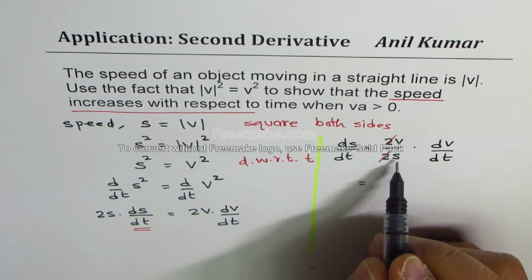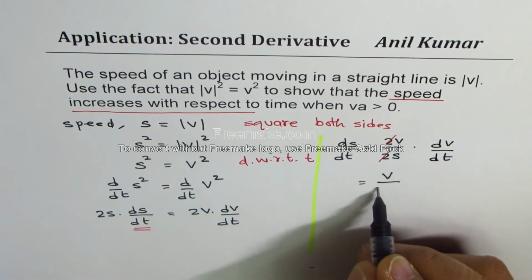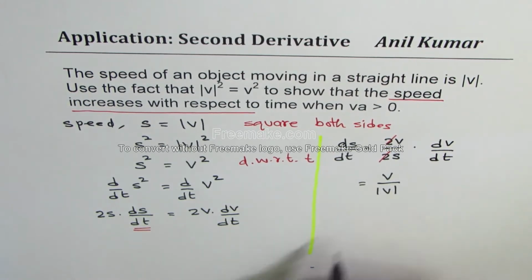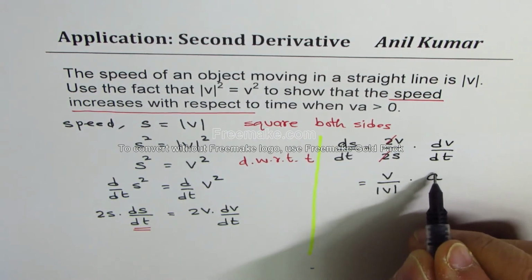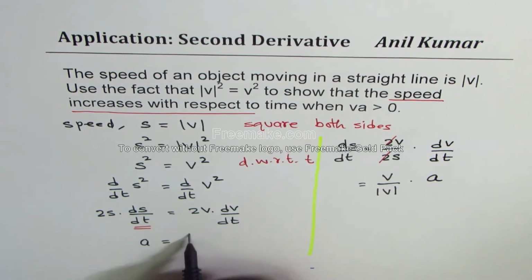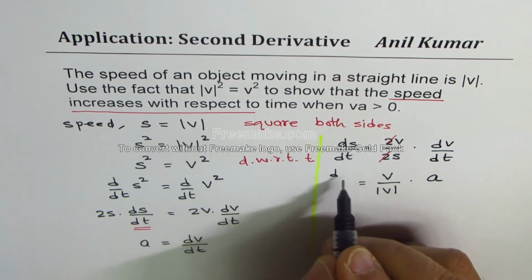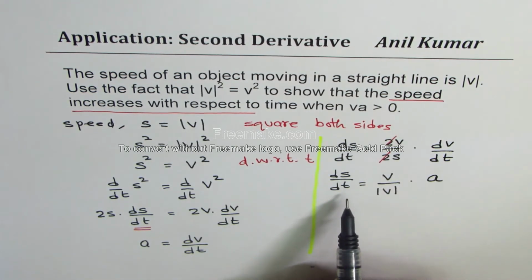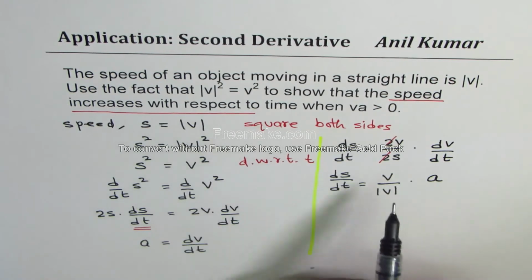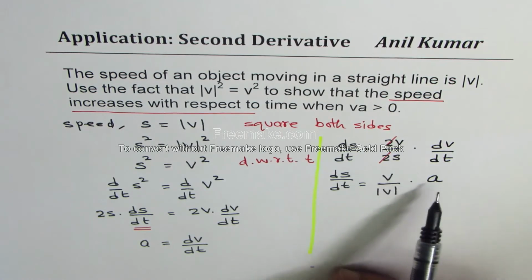Now speed could be written as the absolute value of velocity. So I could write this as v over the absolute value of velocity times dv/dt. What is dv/dt? dv/dt is acceleration, right? So we know acceleration a is dv/dt. So we are going to substitute that here. So what we have got here is ds/dt, the rate of change of the speed, is in fact v times a divided by the absolute value of v, the product of velocity and acceleration, right? Correct?